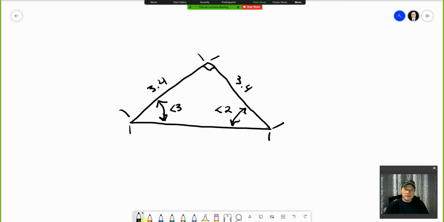If I said, what does angle 3 equal and what does angle 4 equal? Look at this triangle and identify what kind of triangle it is. What do you think?